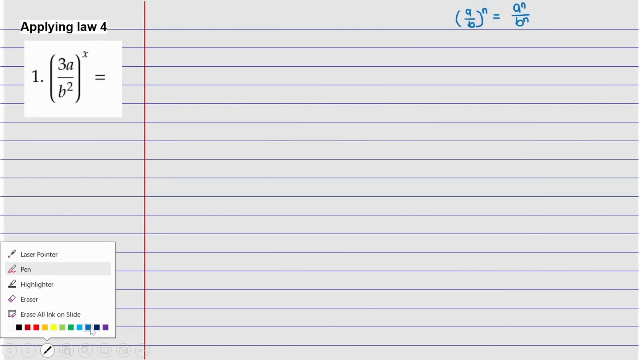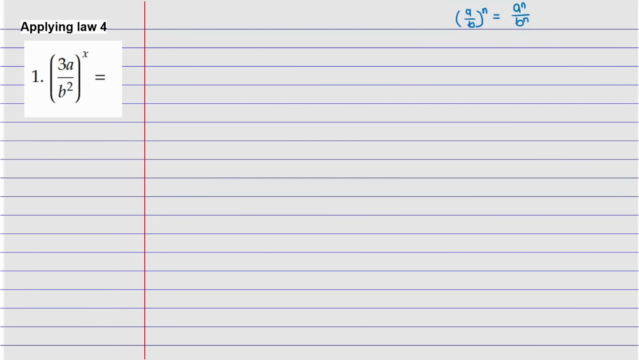So it's going to be what? It's going to be me distributing the x in the numerator and denominator. But do you see the fact that in the numerator we have 3 and a? There are 2 terms multiplying each other. So if I take this, it's going to be 3a divided by b to the power 2, all to the power x. So this is going to be the same as what? Distribute the x in the numerator and denominator. In the numerator there are 2 terms, so that's going to be the same as 3 to the power x and a to the power x. And this is going to be divided by b to the power 2, and then we multiply by x.